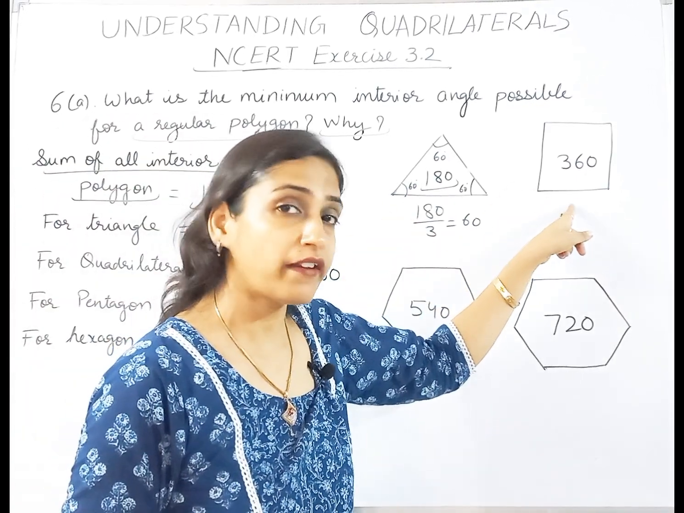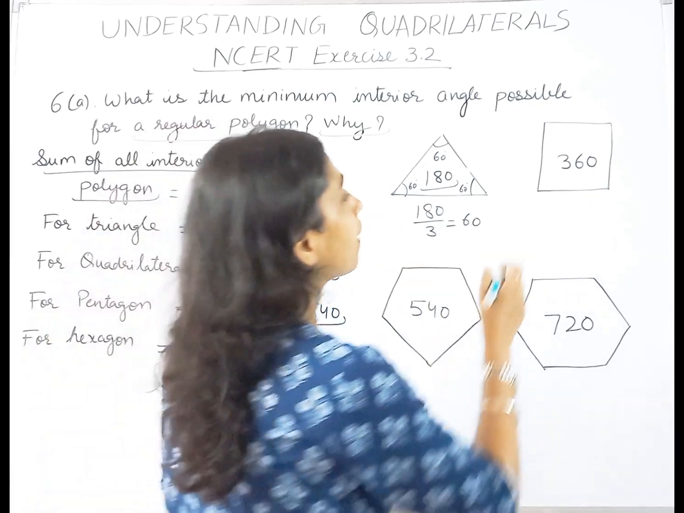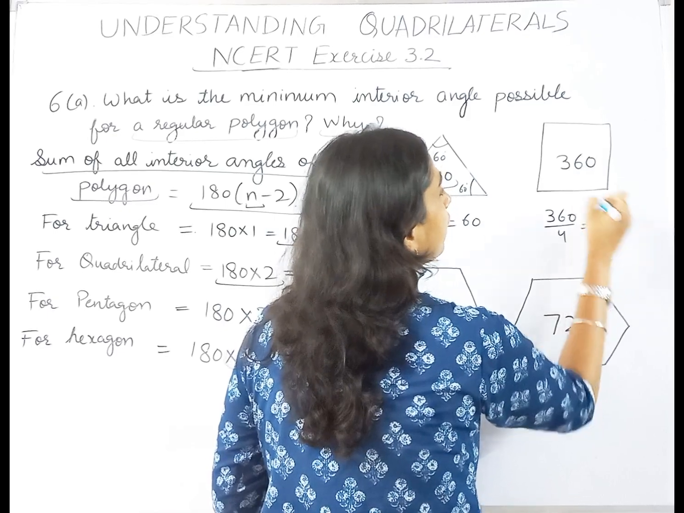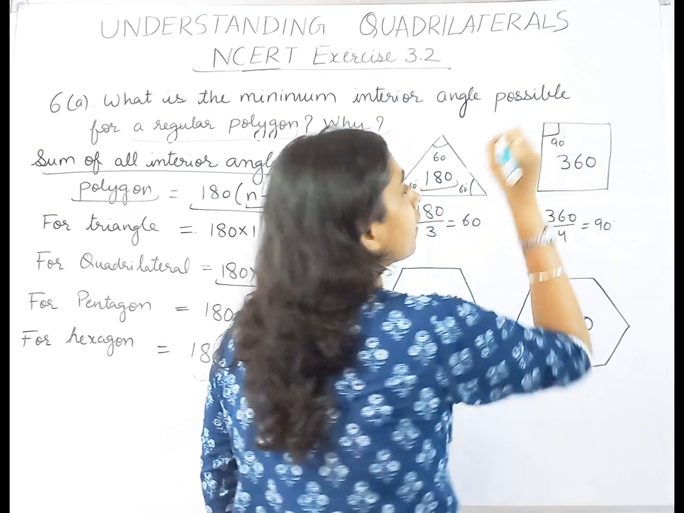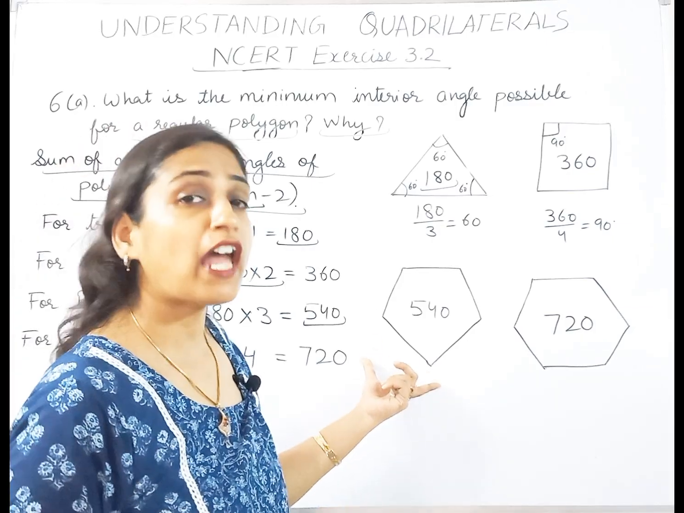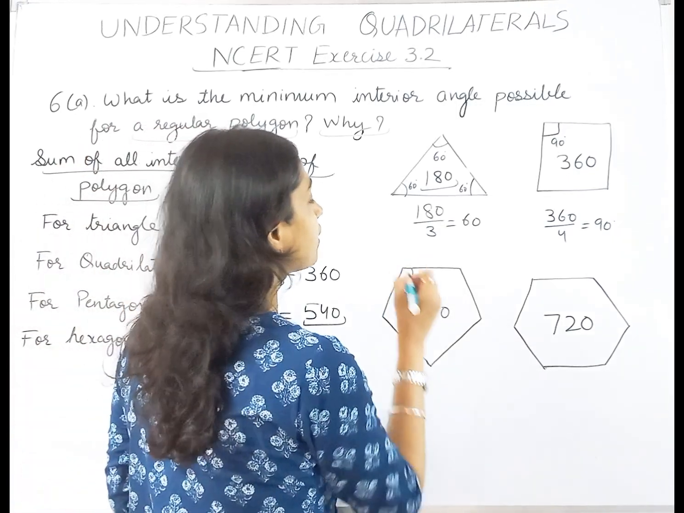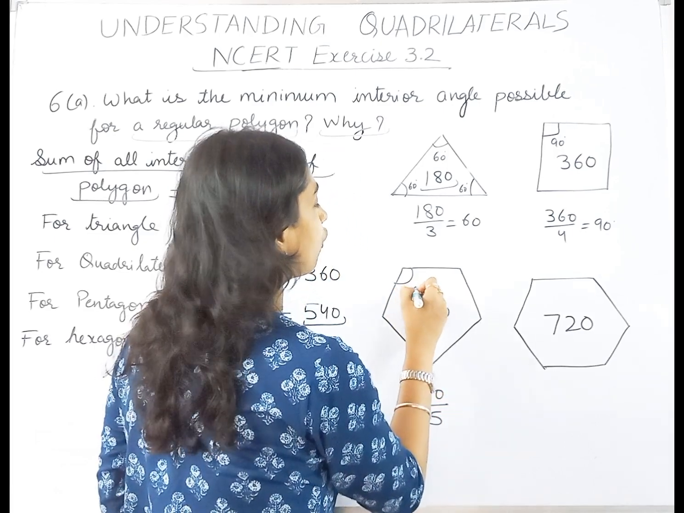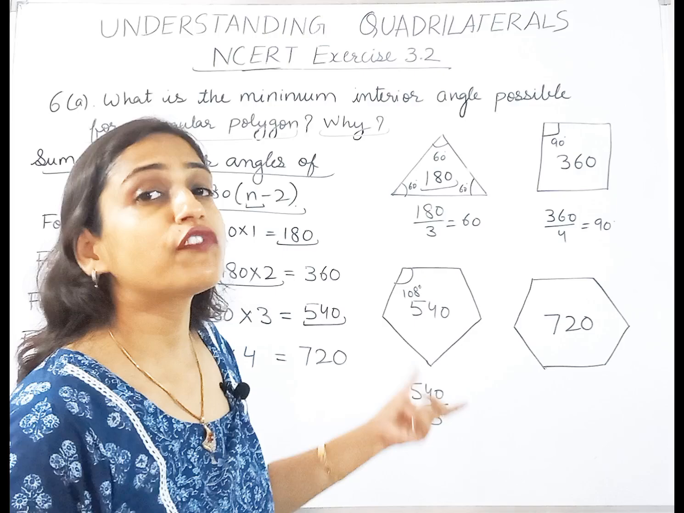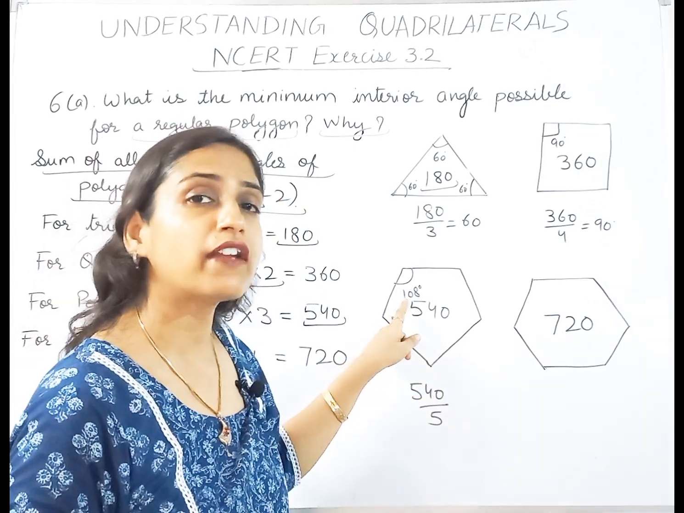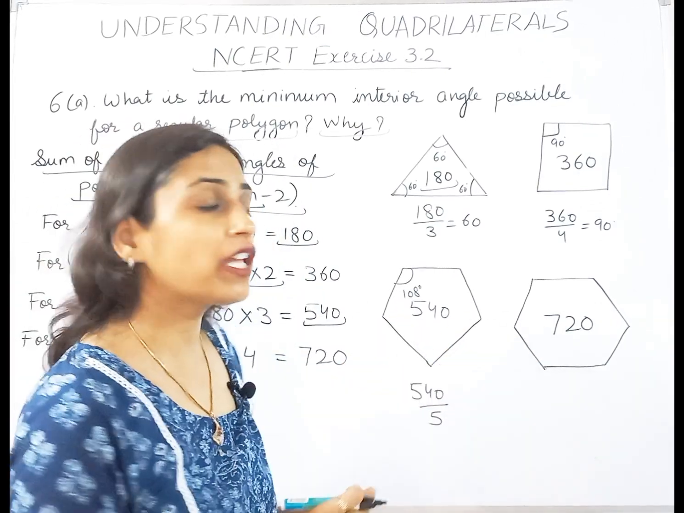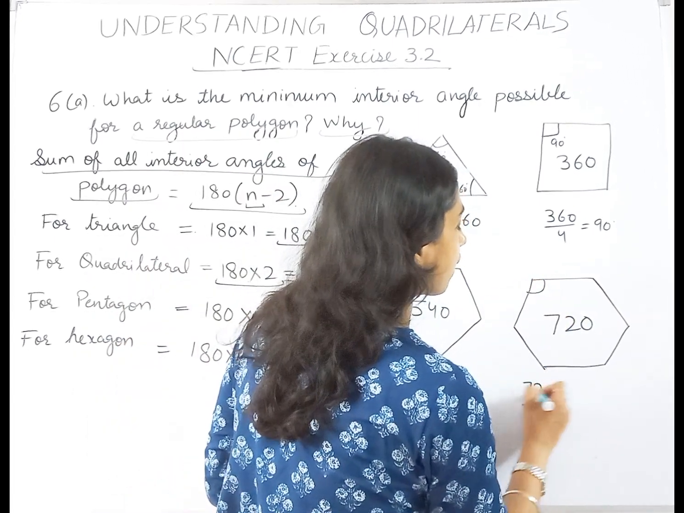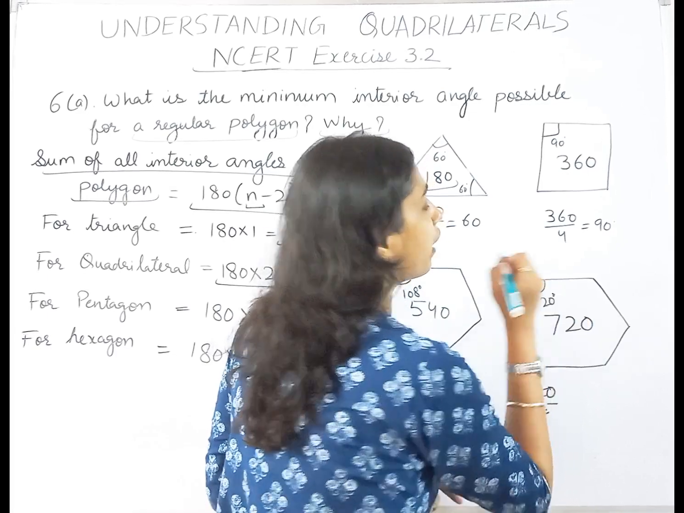Now for the regular quadrilateral, which is a square, each angle is equal to 360 divided by 4, which is 90 degrees. So each angle of a quadrilateral is 90 degrees. Now for the regular pentagon, each angle is equal to 540 divided by 5, which is 108. So each angle of the regular pentagon is 108 degrees. And similarly for the hexagon, each interior angle of the regular hexagon is 120 degrees.